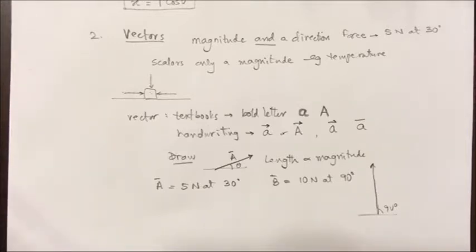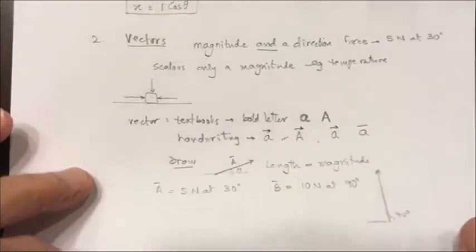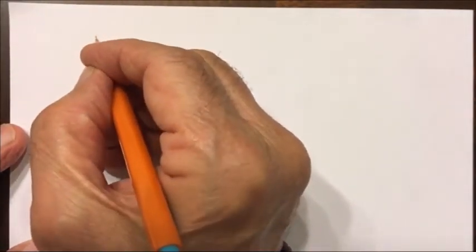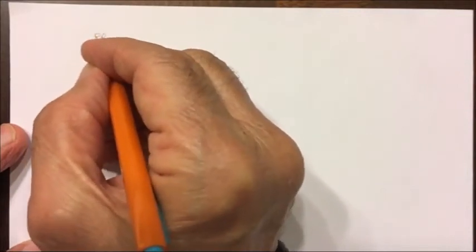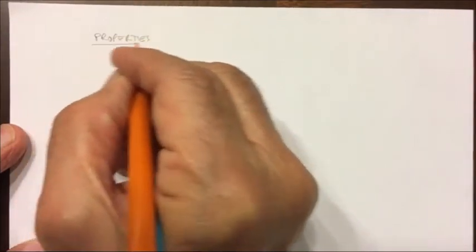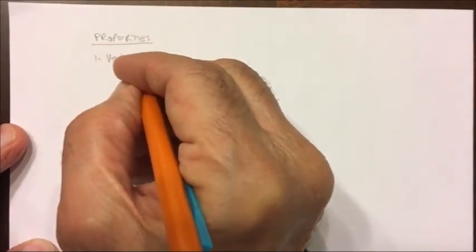Now, we'll look at some properties of vectors. We'll look at vector addition as the first thing. So the first property is vector addition.